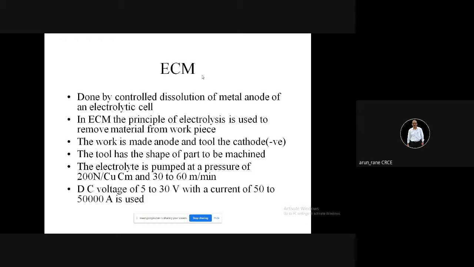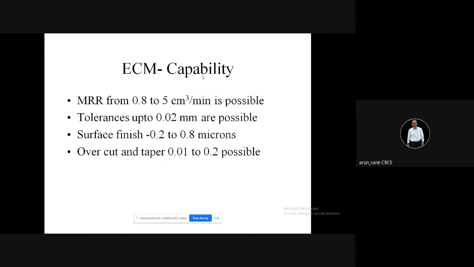Basically, it is low voltage, but the current which is used is in the range of 50 to 50,000 ampere. Again, the material removal rates are small. It ranges from 0.8 to 5 centimeter cube per minute. You get good tolerances and good surface finish, and there are chances of overcut and taper.